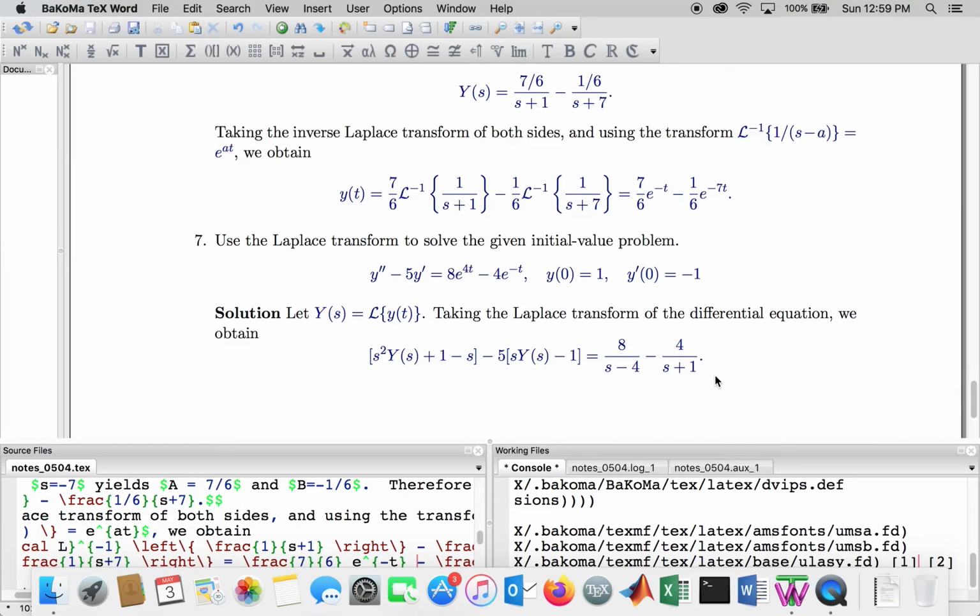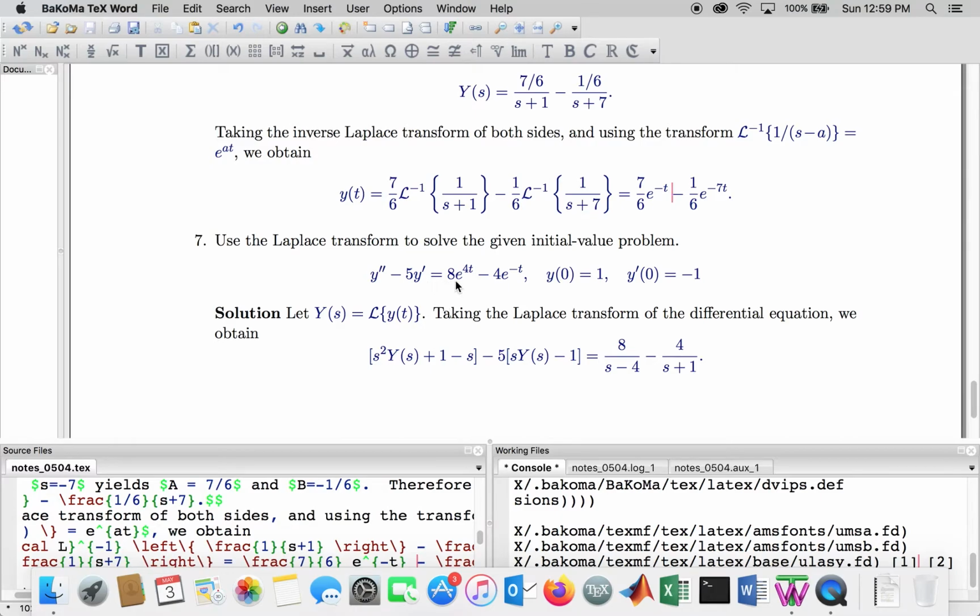Next problem, similar, except now we have something non-zero on the right side. So what that requires is taking the Laplace transform of that right side also. So what happens is you transform y double prime, you get s squared Y of s, minus y prime, so that leads to a plus 1, and then minus s times y of 0, so that's where the s comes from. And then minus 5 times the transform of y prime, which is s times capital Y of s, minus y of 0, which is where the minus 1 comes from. There's nothing else on the left side.